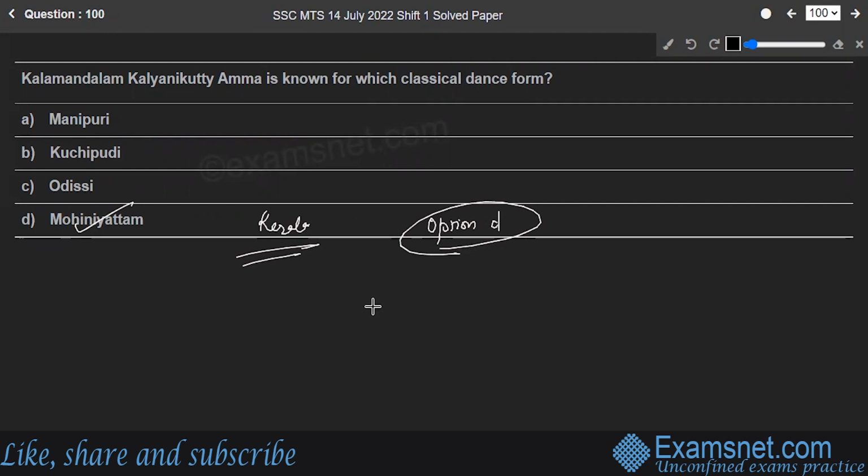With that, we have completed our SSC MTS 14 July 2022 Shift 1 paper. Hope this paper was clear to you.